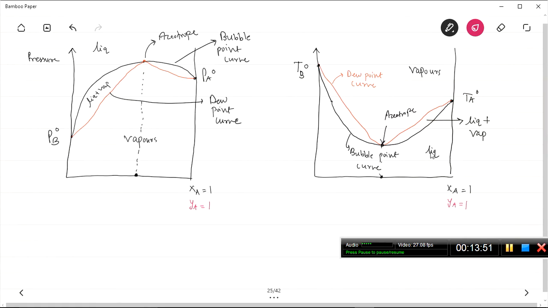The part below the bubble point curve is your liquid, the part above the dew point curve is your vapor, and the part in between the two graphs is your liquid plus vapor phase.